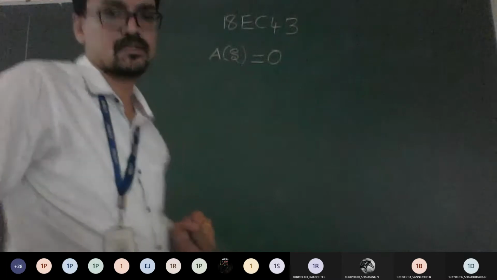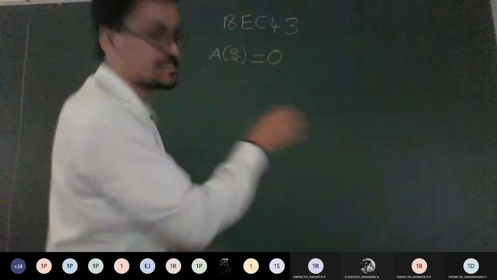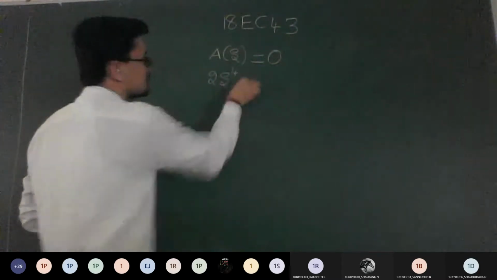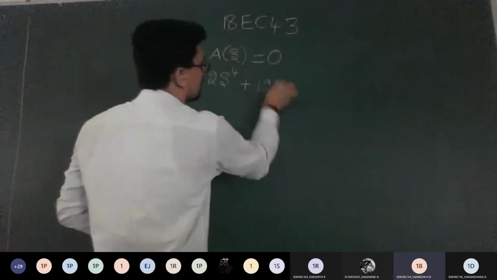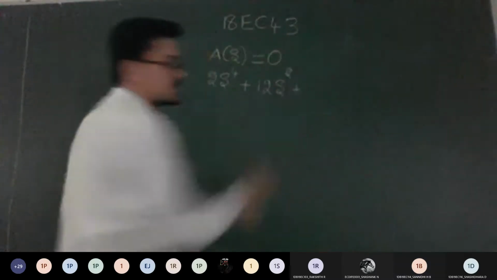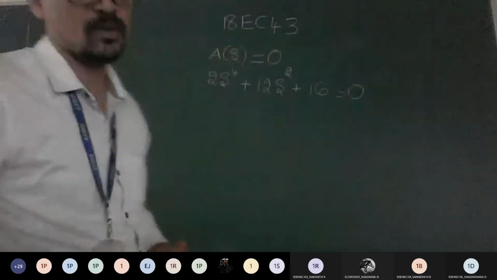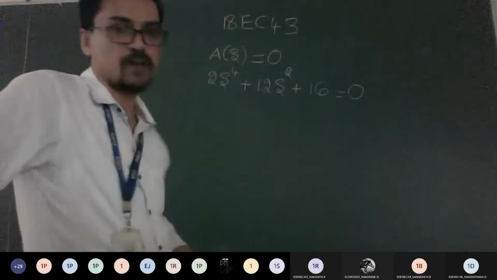If you write this, what is the equation left out, guys? The auxiliary equation is 2s power 4 plus 12s square plus 16 equal to 0. Correct? Yes, sir. Okay, so now our agenda is clear that we need to solve this.